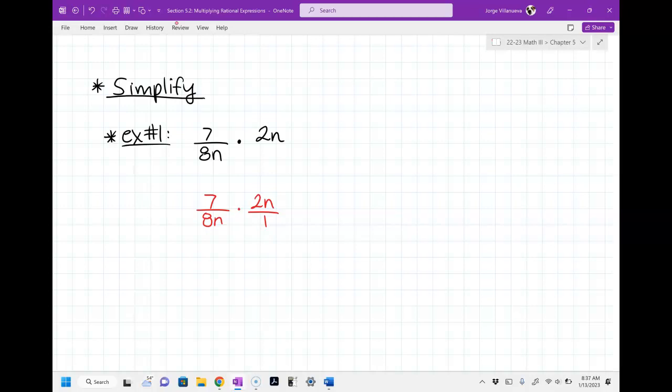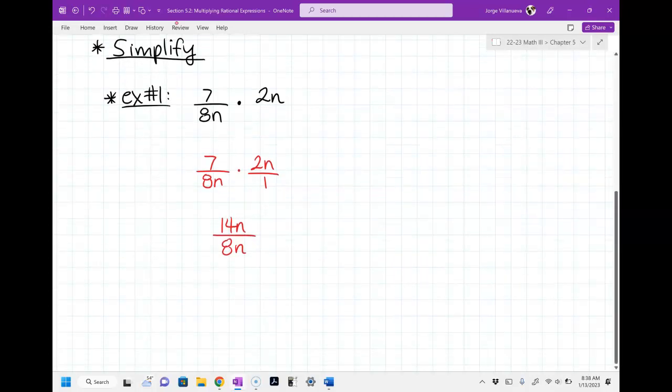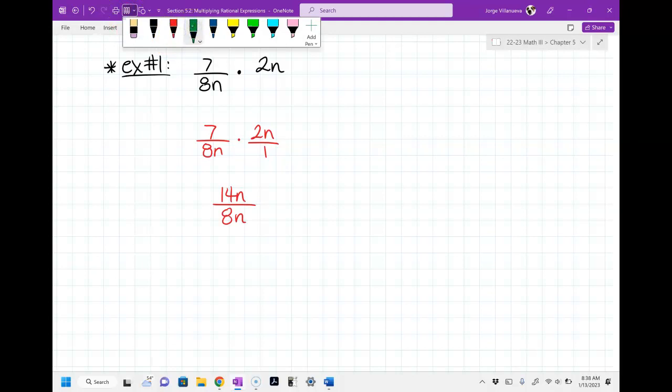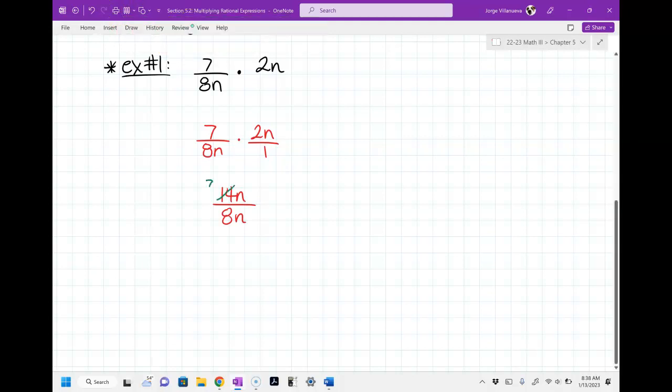But let's go ahead and multiply 7 times 2n, that's 14n. And then 8n times 1 is 8n. Now, if you look, I can simplify that. Let's think about the numbers themselves. 14 and 8. What number divides 14 and 8? A 2. So let's reduce this by 2. 14 divided by 2 is 7. 8 divided by 2 is 4. So my new fraction will be 7 over 4.